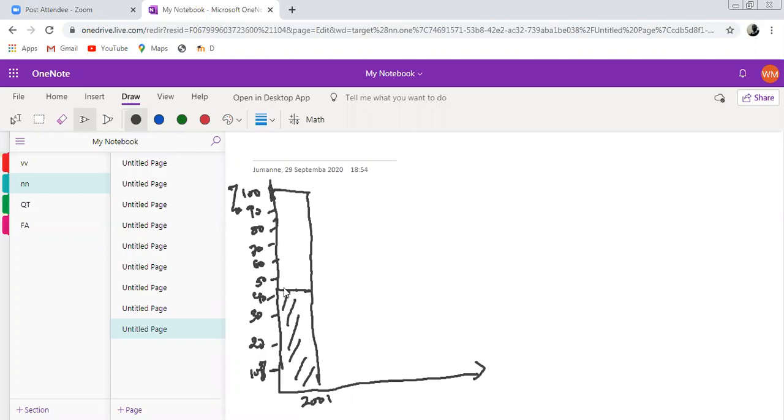45 plus 34? 70. 79. 79 is almost 80 here. So you mark it like that. That is the portion for beans. And then the remaining portion is for potatoes like that. That is for 2001. For 2002, you do the same.